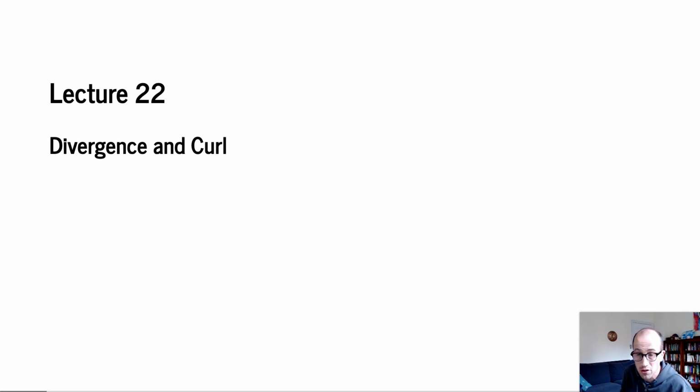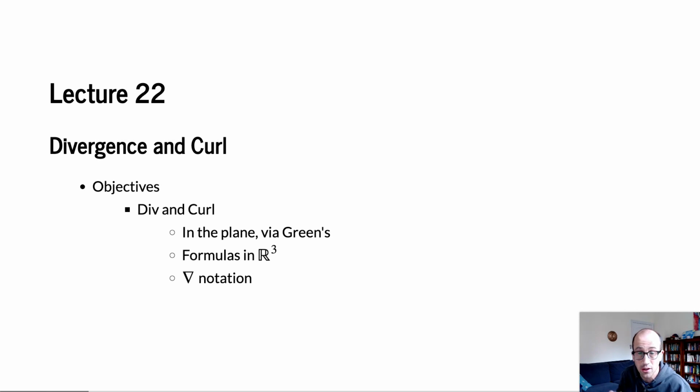So we're talking about divergence and curl. The plan today is to first introduce them via Green's theorem. It's a little different than you might see in the textbook, but we've already done all the work with Green's theorem. It naturally spits out divergence and curl from there. Then we're going to move up to 3 dimensions, where we're going to be for the rest of the semester, and we'll give some formulas for these two concepts, divergence and curl, hopefully giving you some idea of what they measure. And lastly, we'll introduce some really nice notation that'll help you remember formulas there.